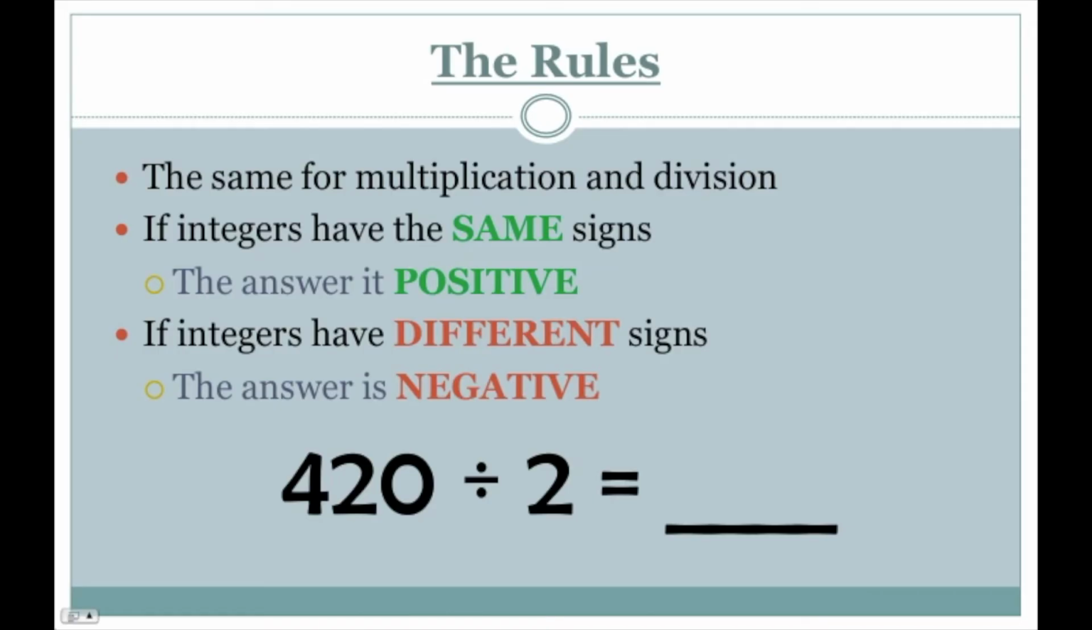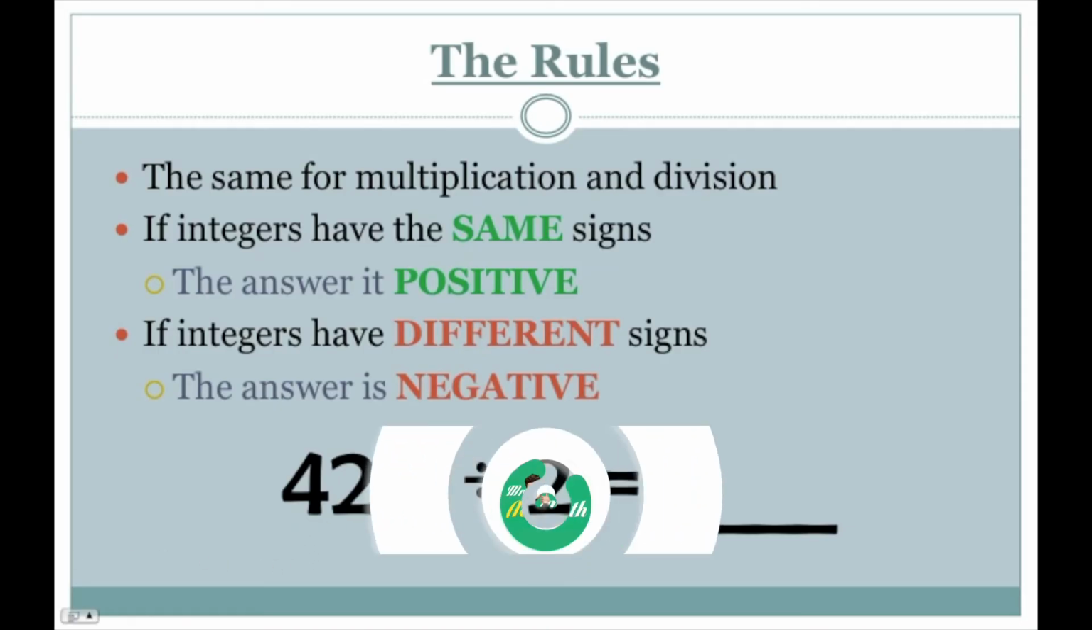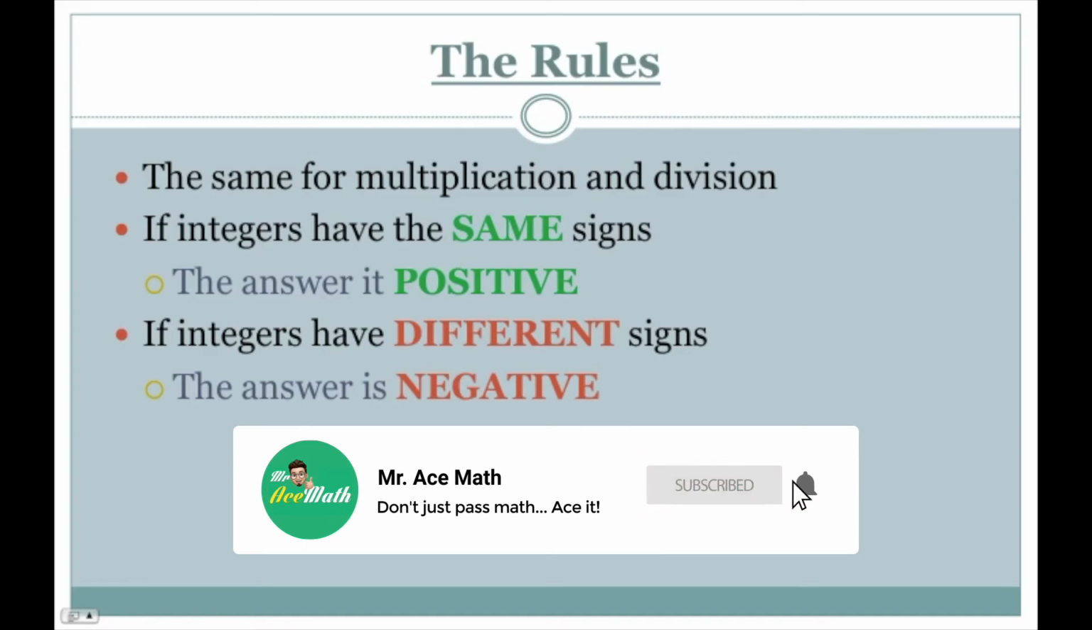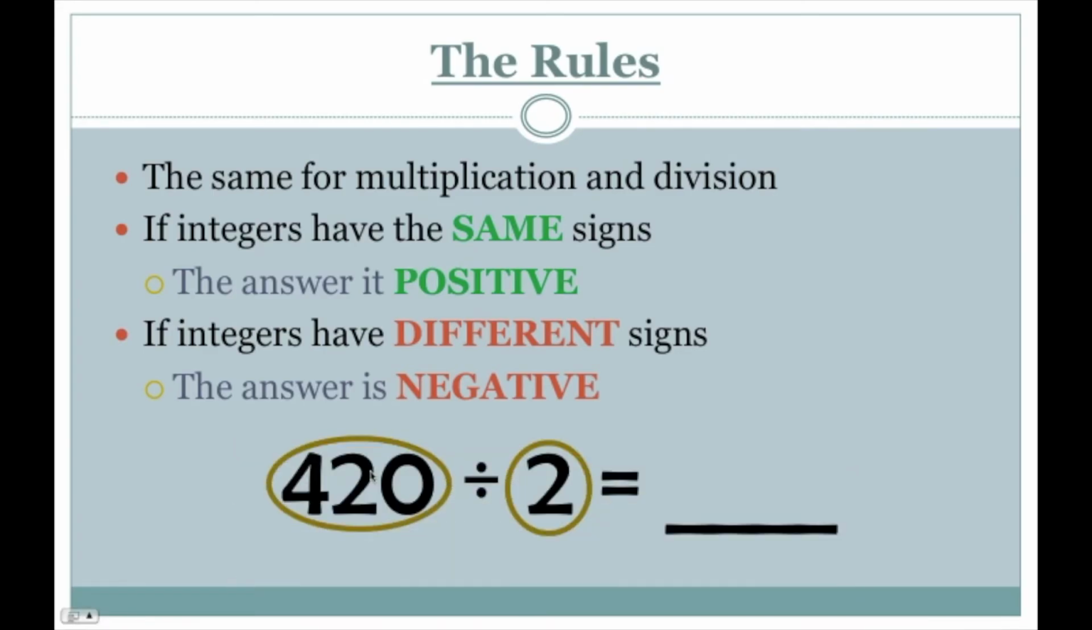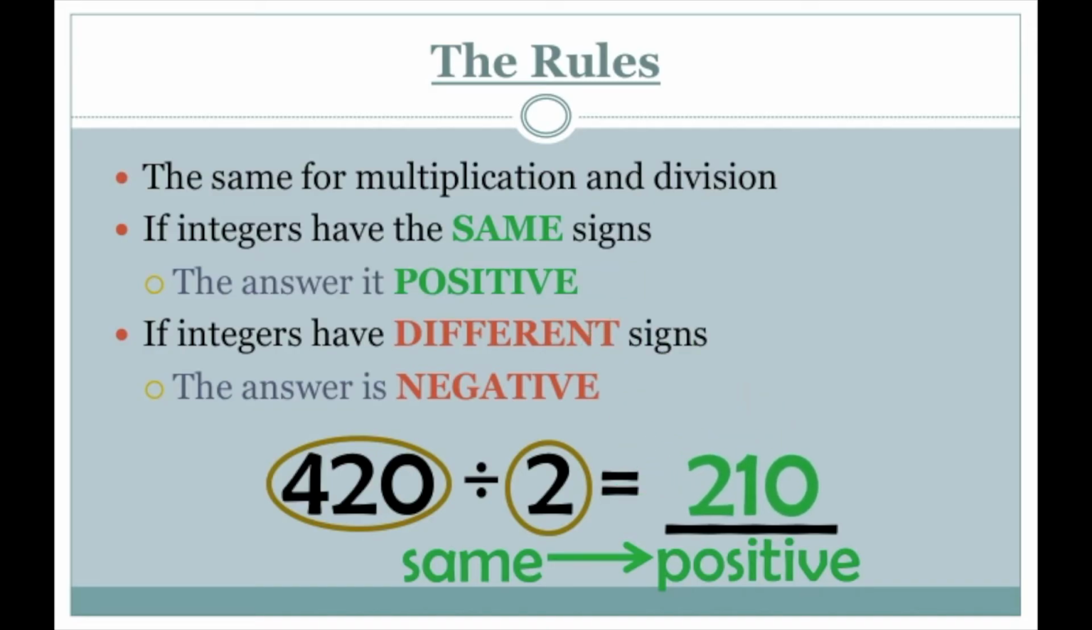And how about here? We've got 420 divided by 2. Well, let's look at our signs. We've got positive 420 and positive 2, so our signs are the same. And because our signs are the same, our answer is going to be positive. Well, like we said before, the division doesn't change. It goes exactly the same way as when you normally divide. Well, what's 420 divided by 2? That's going to give us 210. And again, because our signs are the same, it's going to be positive 210.